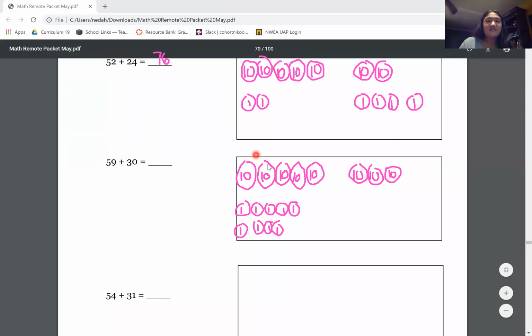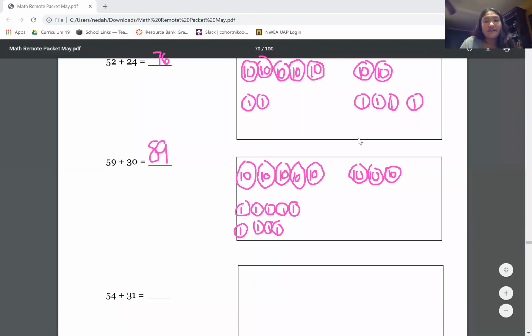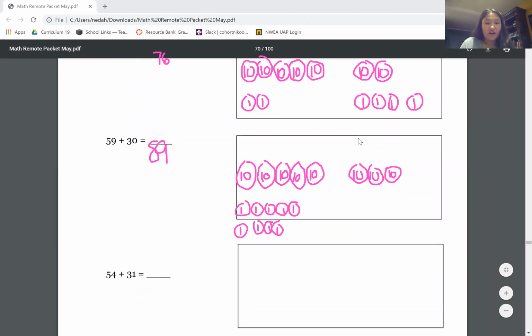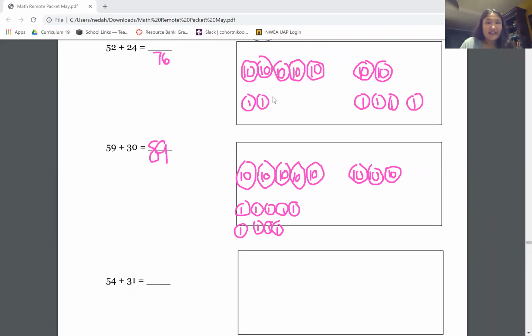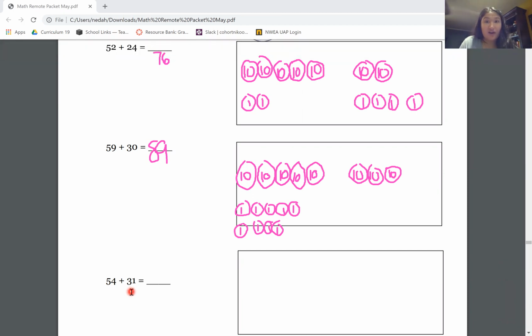We have 10, 20, 30, 40, 50, 60, 70, 80, and 9 ones. 80 plus 9 ones is equal to 89. Nice job, scholars. This last one, you are going to solve on your own. It says 54 plus 31. Pause and solve on your own, then we'll check our work.